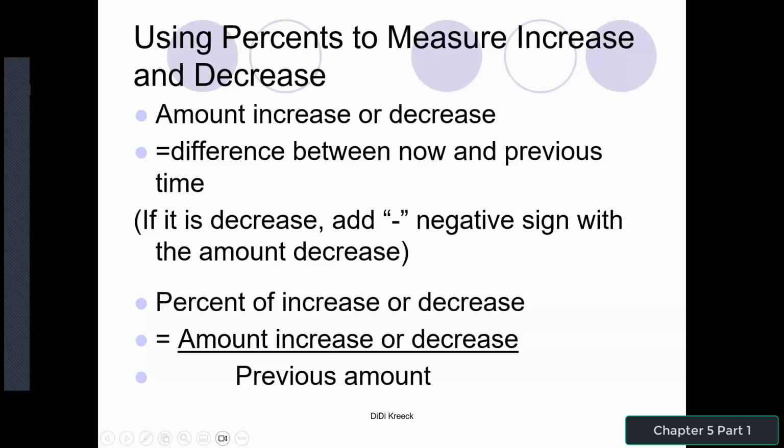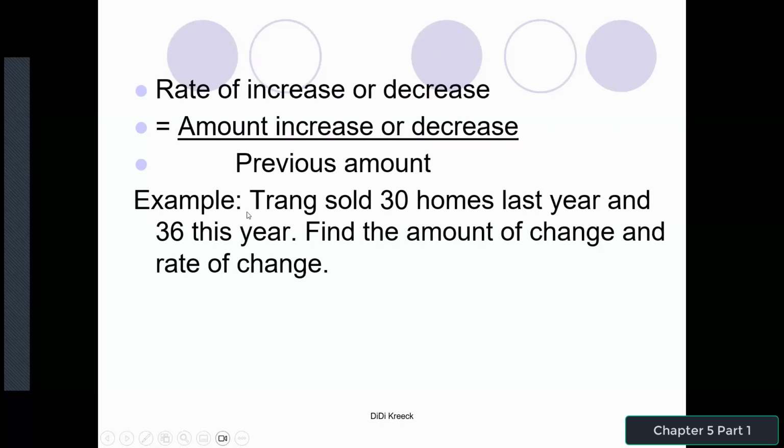So here is an example. Fran, who is a real estate agent, sold 30 homes last year, and this year 36 homes. So obviously she sold 6 more homes than last year, right? So she has a sales increase. We need to find the amount of change. Amount of change means amount of increase or decrease, and the rate of change means percent increase or decrease.